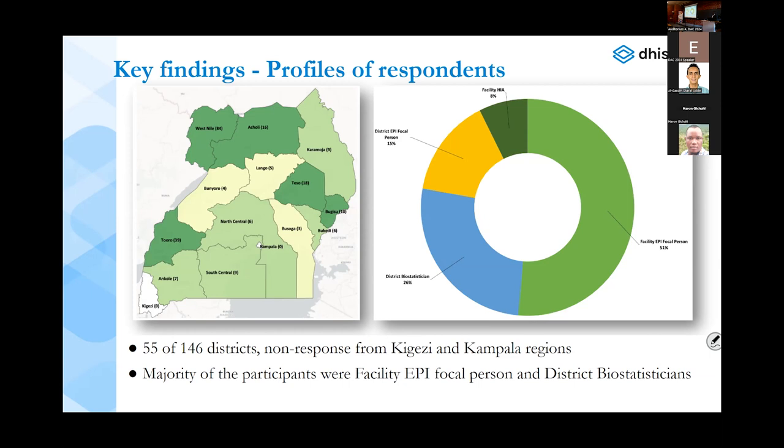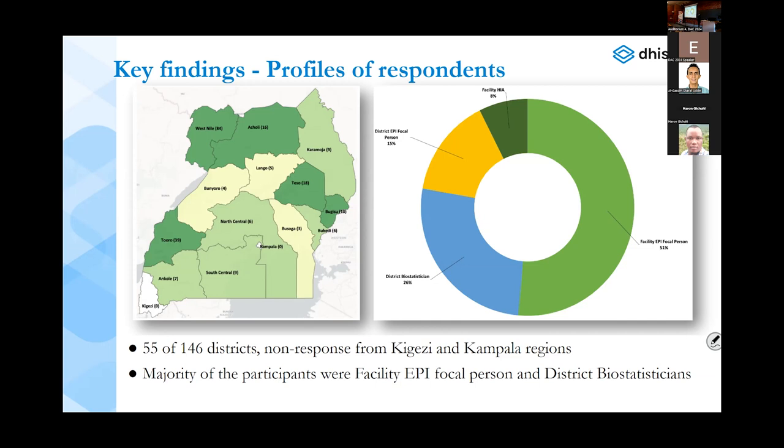But as you can see, the people that we are targeting here, the majority of the 216, are EPI, the immunization focal persons. These are the people who are program managers at the district for the immunization program, but also some of them at facilities, the focal persons who run the programs. So they are the majority of the people that we were able to reach.